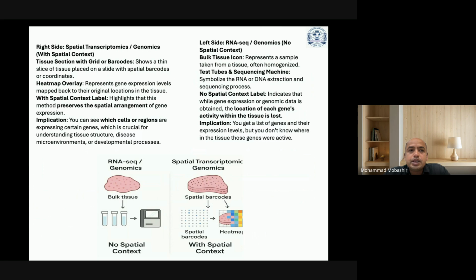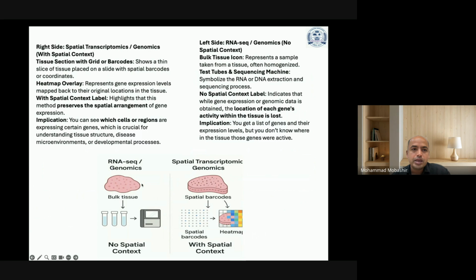Now, the right side image here is representing the spatial transcriptomics and genomics, this one. And the chip or barcode looks like this. So these are the barcodes which could capture 200 cells and their genes. And that could be visualized as a heat map, that is a sample example. And this is overall what you could feel about spatial genomics or transcriptomics.